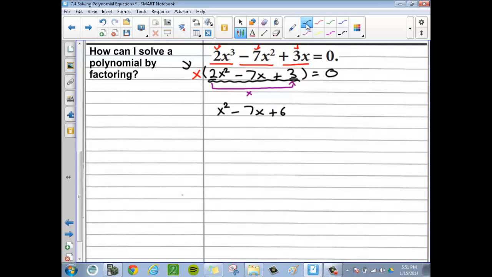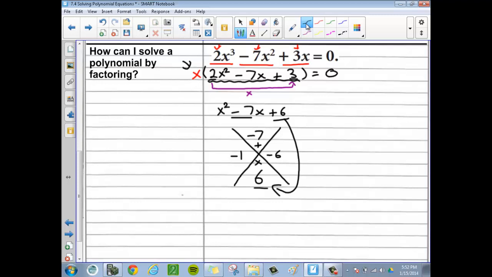Okay, now we're going to make our little x box right here. That's a good spot. And we have to figure out what times what is 6, we'll put that down here, that adds together to be negative 7, we'll put that right here. So multiplying and then adding. Well, let's think that through. What times what is 6 and added together is negative 7? Well, we've got negative 1 times negative 6. If I multiply those together, I get a positive 6. When I add those together, I get a negative 7.